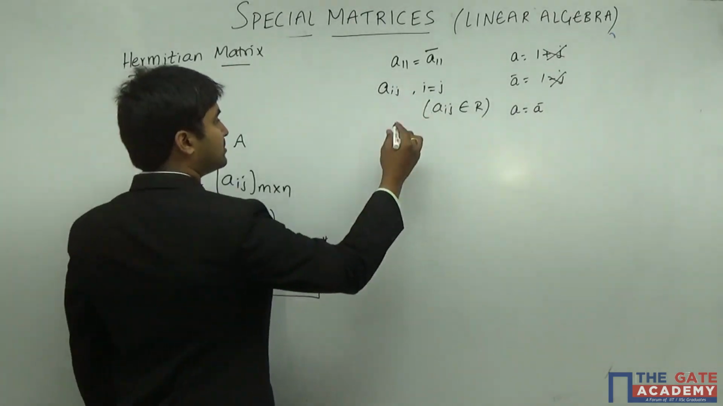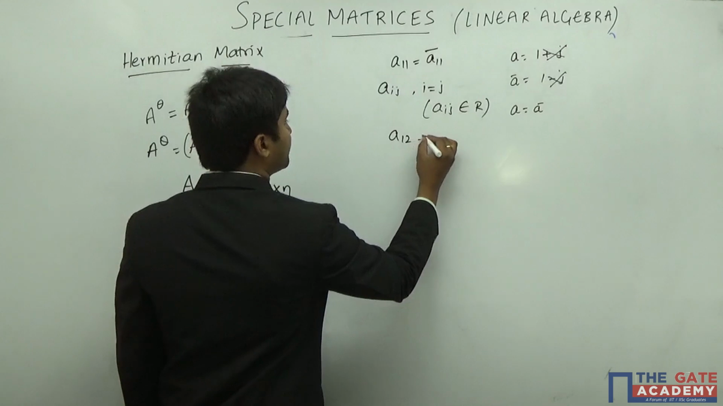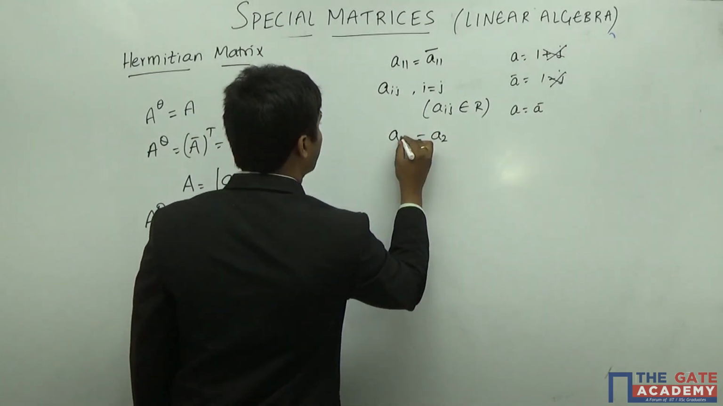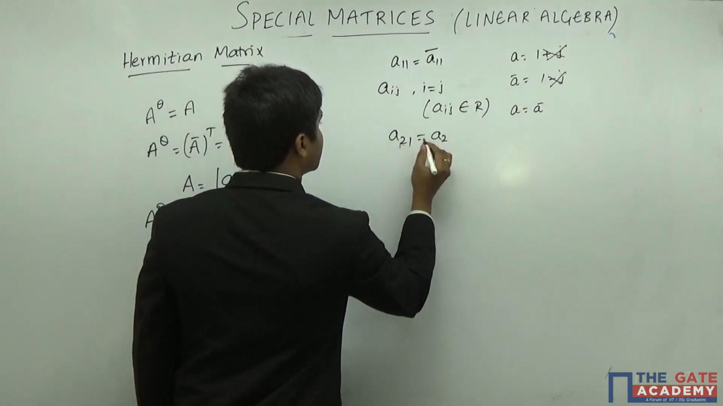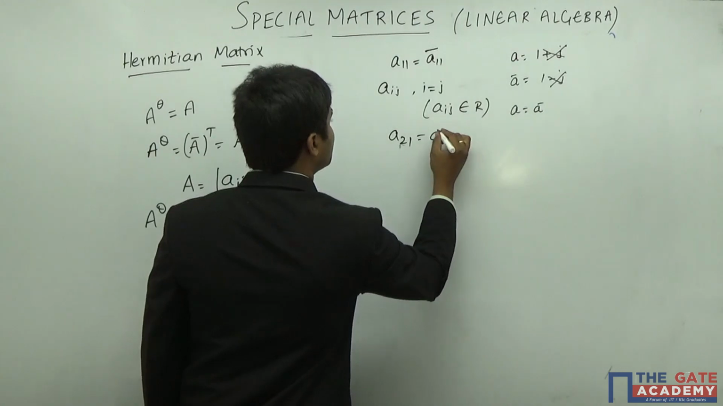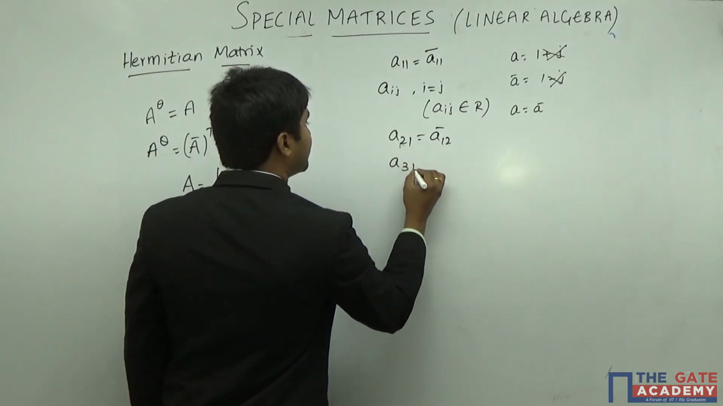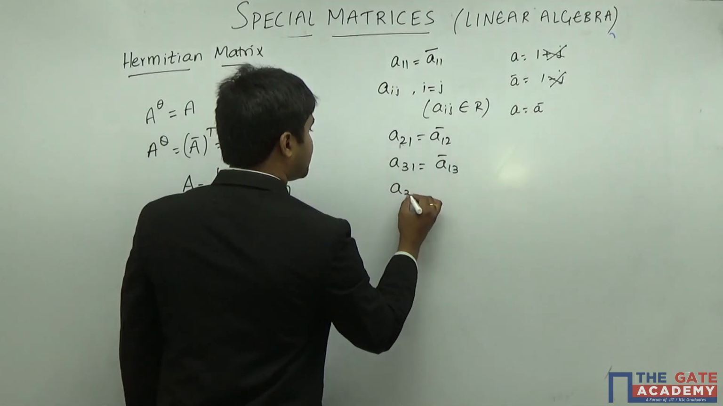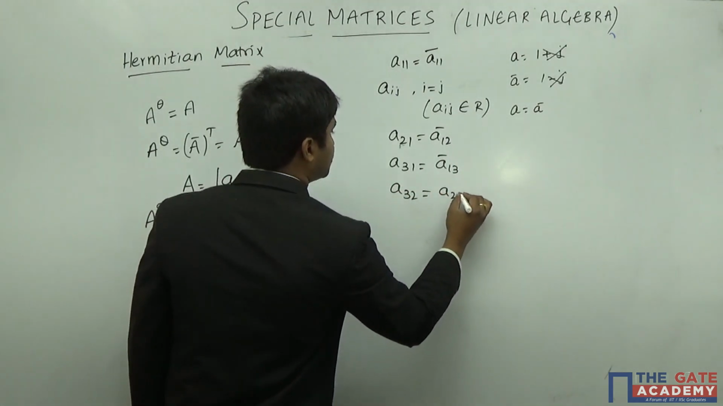Now, of course, for the remaining elements, A12 should be equal to A21 bar, or A21 is equal to A12 bar, and similarly A31 is equal to A13 bar, and A32 is equal to A23 bar.